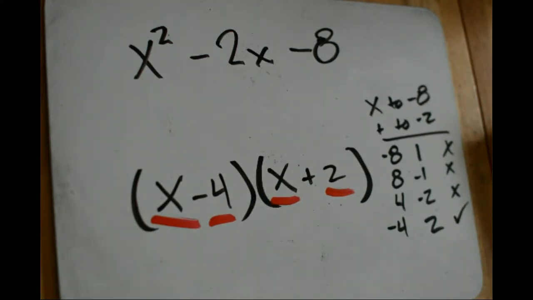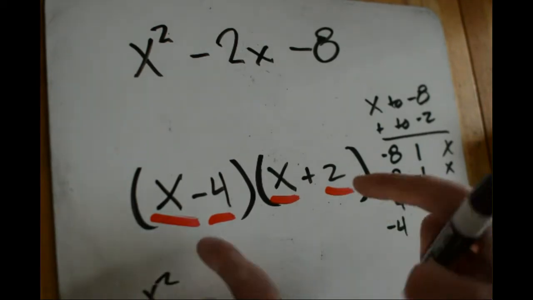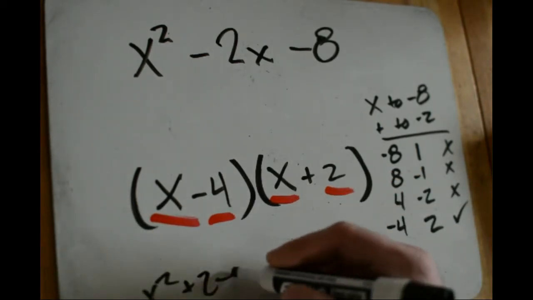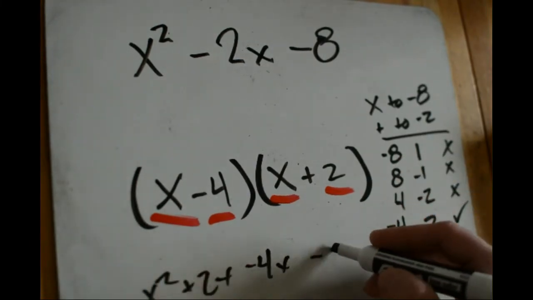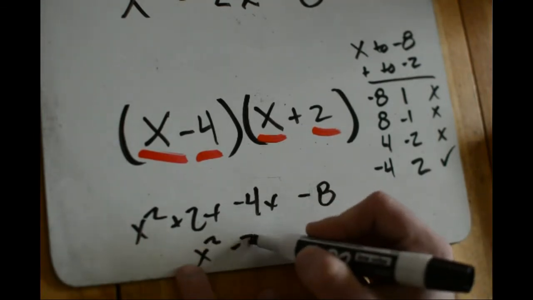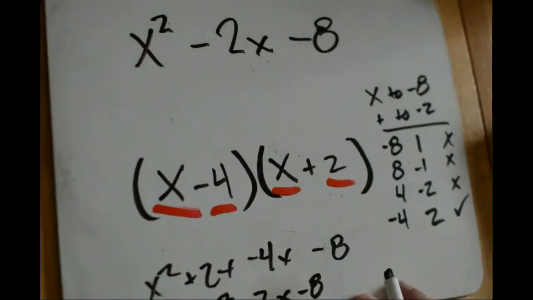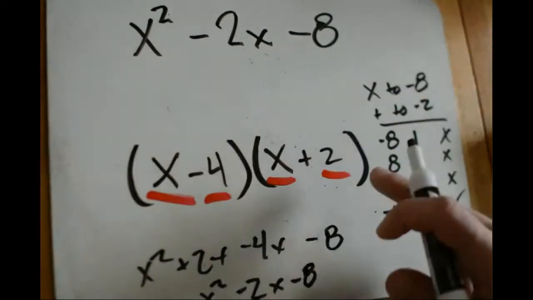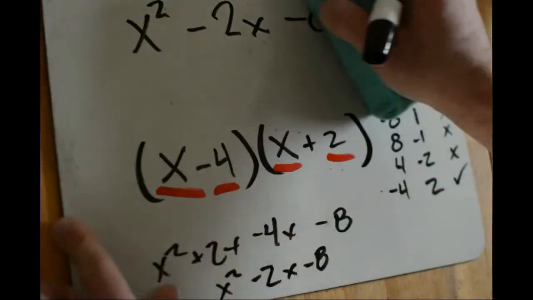And you can always check your answer by multiplying it back out. x times x is x squared, x times 2 is 2x, -4 times x is -4x, and -4 times 2 is -8, and combine those like terms, and x squared minus 2x minus 8. So I know by multiplying it out that it multiplied out to what I started with, so this is the factored form. Take a quick look at one more.